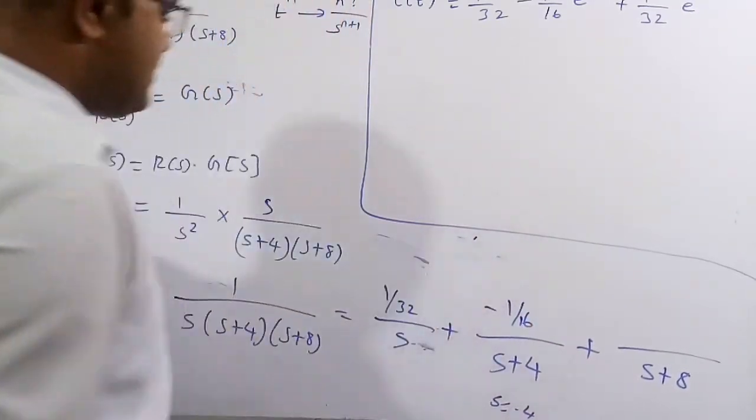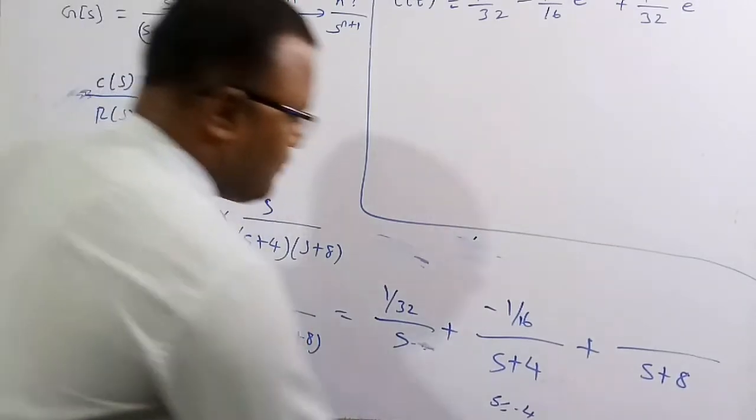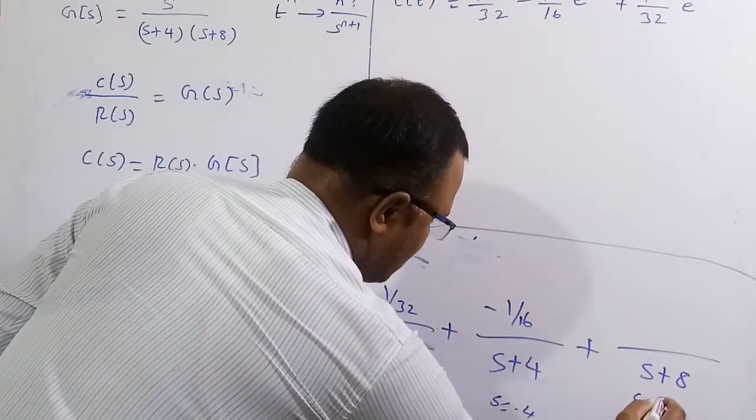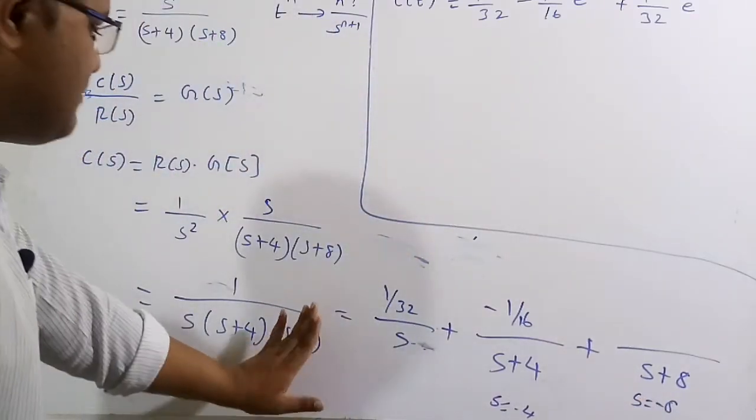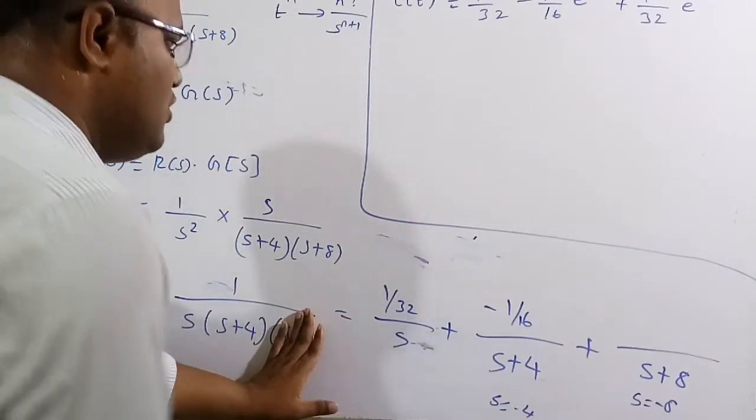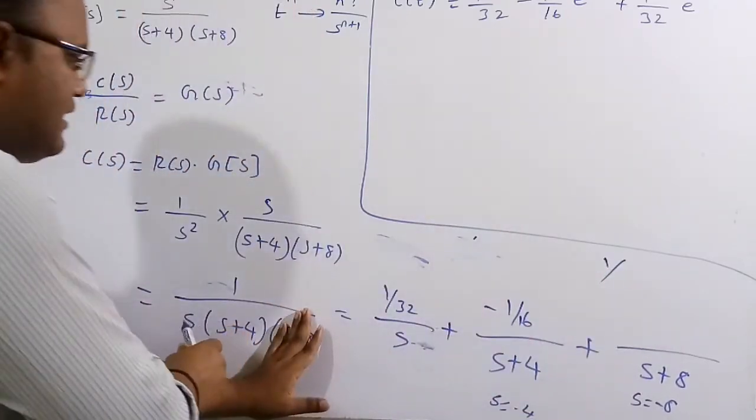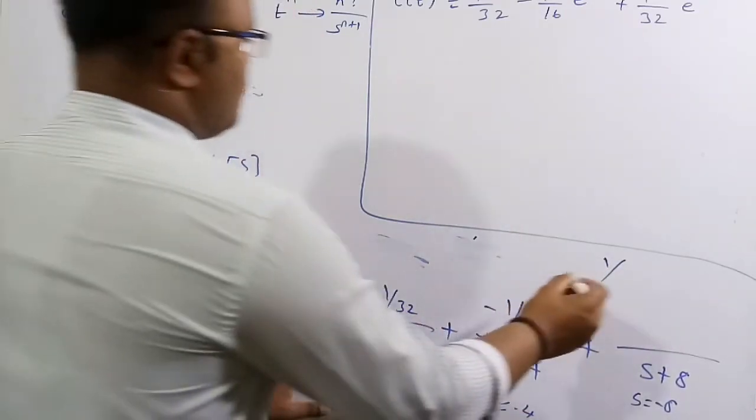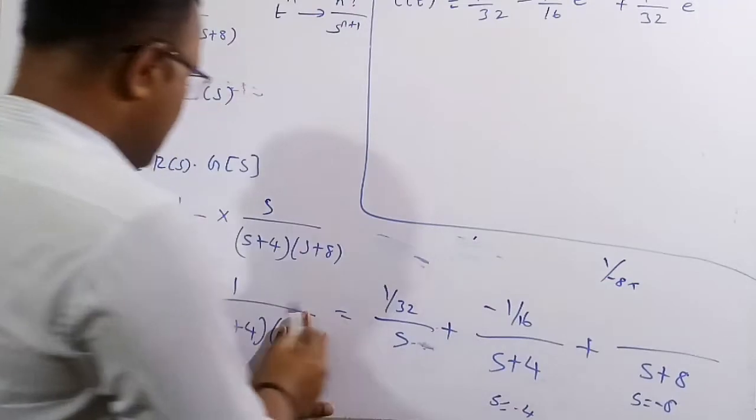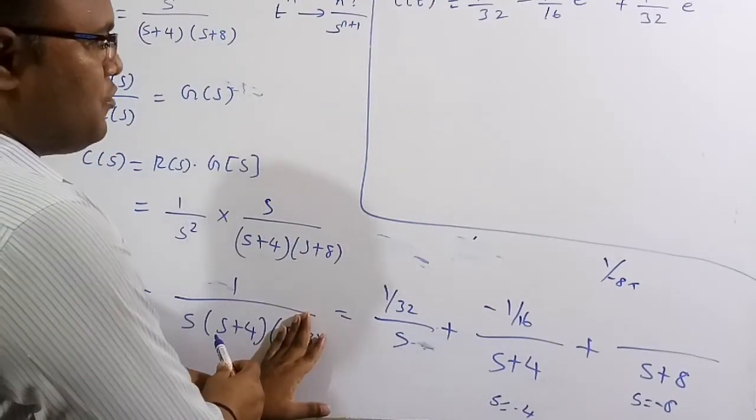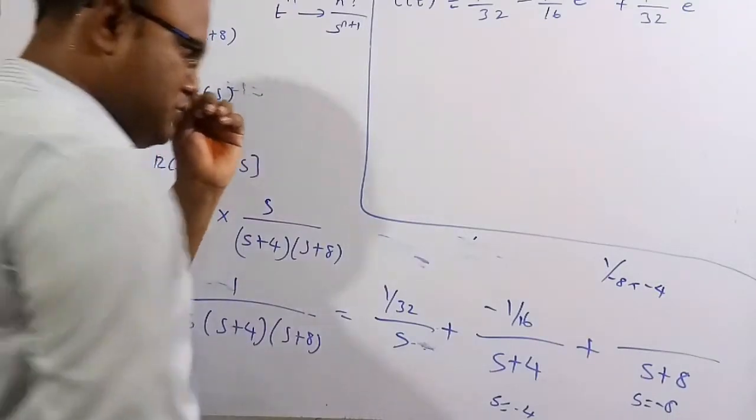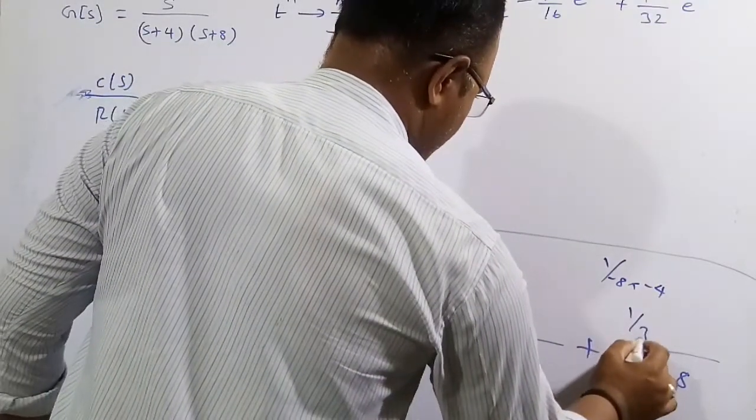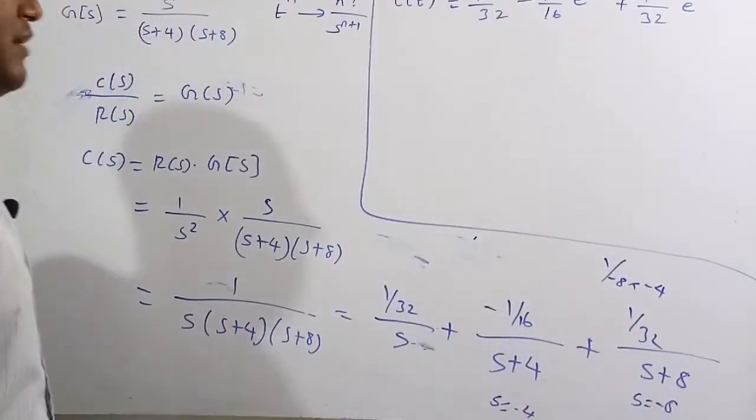And similarly s plus 8. For this coefficient we have to find, s plus 8 equal to 0 means s is equal to minus 8. So substitute s equal to minus 8 in the remaining two terms except s plus 8. In place of s substitute minus 8, so minus 8 into, here s plus 4 means minus 8 plus 4, which is minus 4. So 1 by minus 8 into minus 4, which is 1 by 32. So this is the partial fraction method.